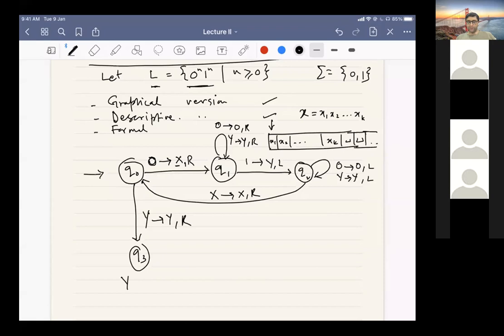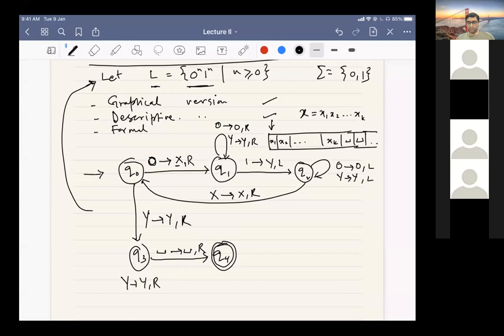And in Q3, if it reads Y, it does not do anything. It just keeps moving to the right-hand side. And over here, if it sees the blank symbol, then it does not change anything and goes to the right-hand side, to Q4. And this is a Turing machine which decides the language. Any questions?